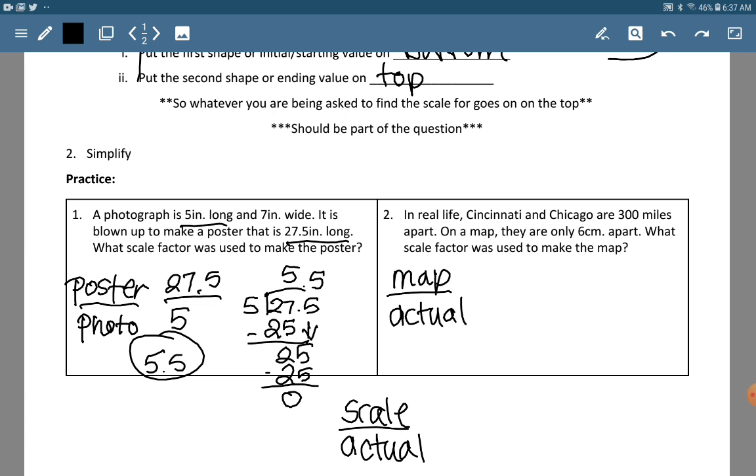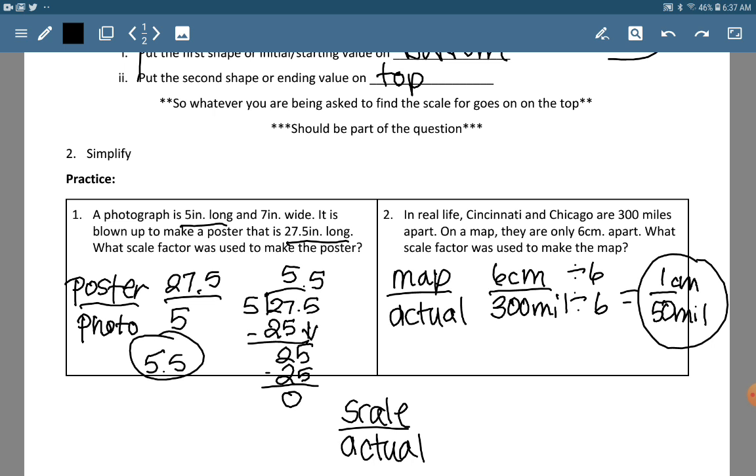In that case, it's going to be 6 centimeters over your 300 miles. Now, when we solve this, we can just simplify it because it's written in fraction form. I know that 6 can go into both of these. So when I divide these both by 6, my scale factor is 1 centimeter represents 50 miles. Okay, so let's go on to the second page.